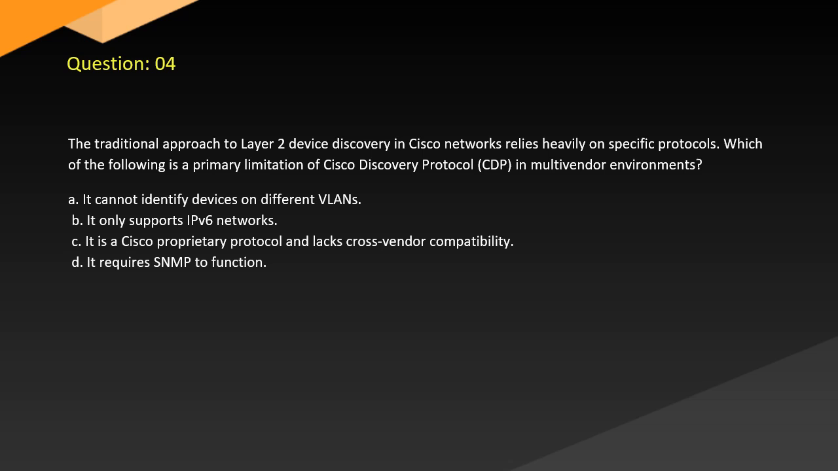Question 4. The traditional approach to Layer 2 device discovery in Cisco networks relies heavily on specific protocols. Which of the following is a primary limitation of Cisco Discovery Protocol, CDP, in multi-vendor environments? A. It cannot identify devices on different VLANs. B. It only supports IPv4 networks. C. It is a Cisco proprietary protocol and lacks cross-vendor compatibility. D. It requires SNMP to function.